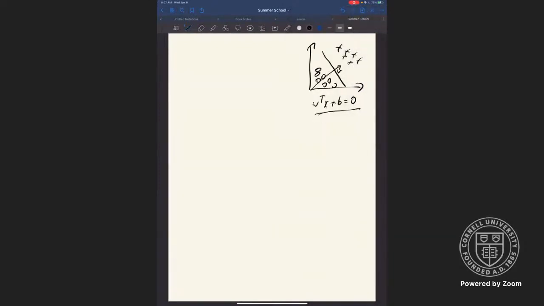For a new test point, what I do during my training time is take the data that I know and place the hyperplane such that for the positive points, we have W transpose X plus B is greater than 0. For the negative points, we have W transpose X plus B is less than 0. Then when a new point comes in, I just plug it into this equation. If it's greater than 0, I say, aha, this is a positive point. If it's less than 0, I say, aha, this is a negative point. This is what we do during test time. The first algorithm of this kind was the perceptron, which was invented by Frank Rosenblatt in 1959.